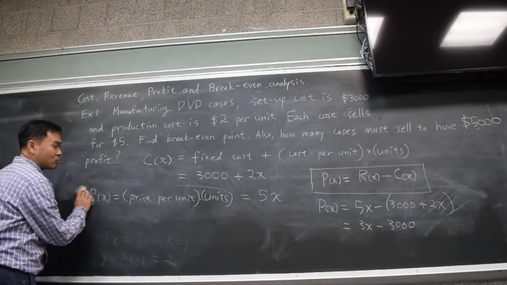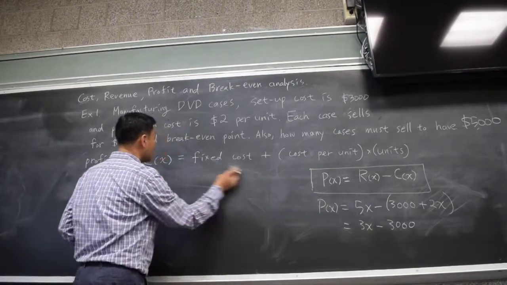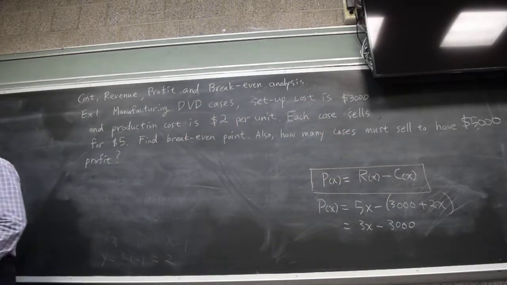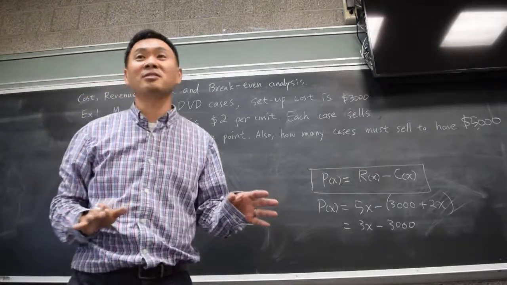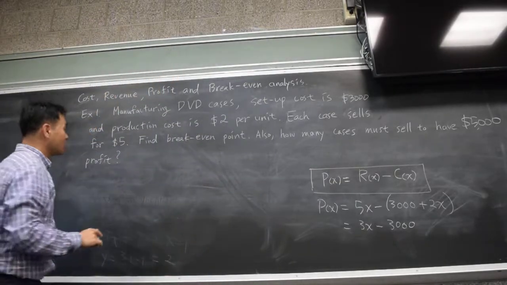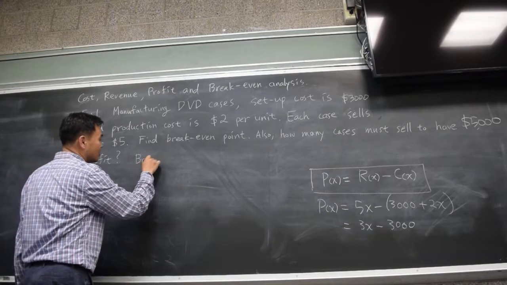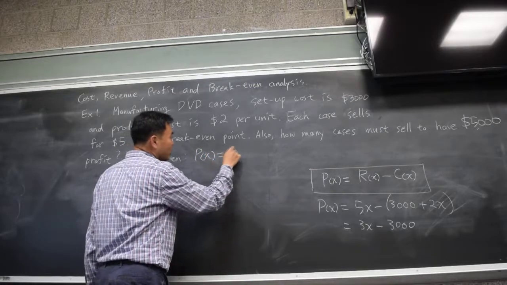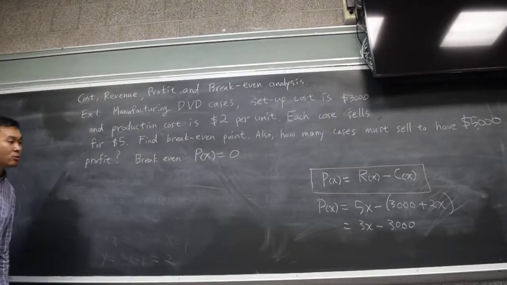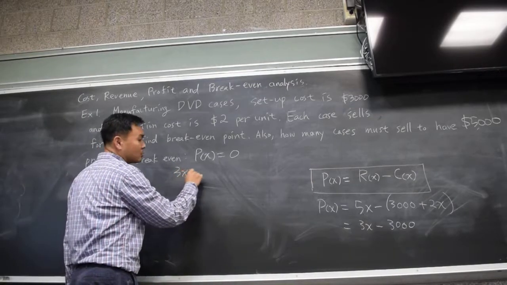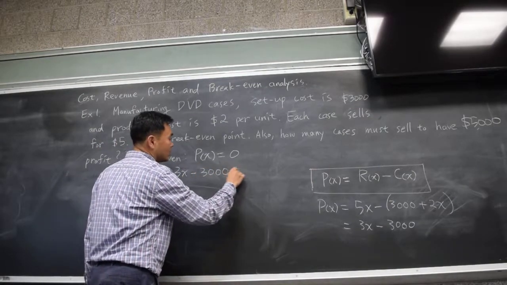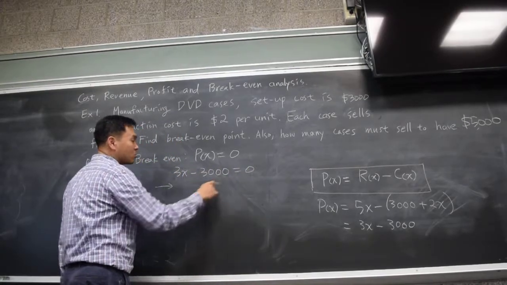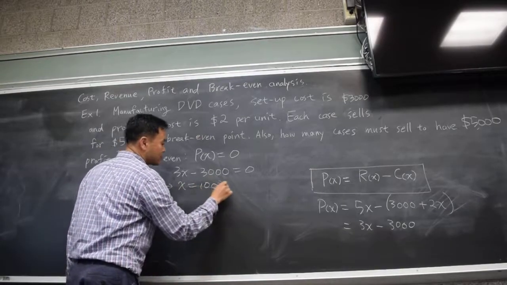Now we're ready to come up with the answer. What is break even? Cost and revenue are the same, right? That's what break even means. So to find the break even, you're trying to look at when the profit becomes 0. So you have 3x minus 3,000 equal to 0, which gives you that if you move the 3,000 to the other side and divide by 3, you get x equal to 1,000. All good?